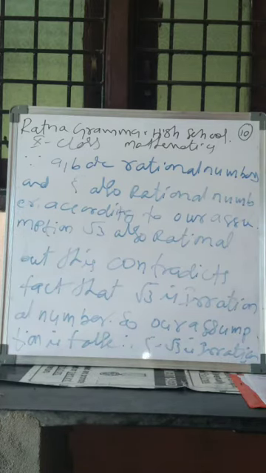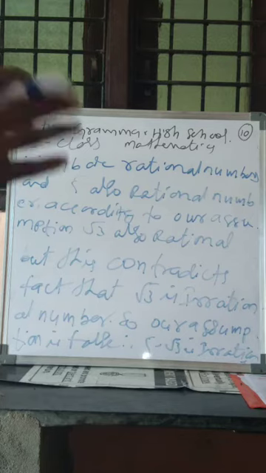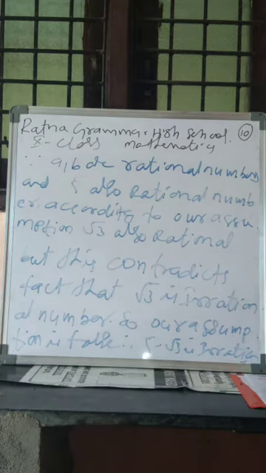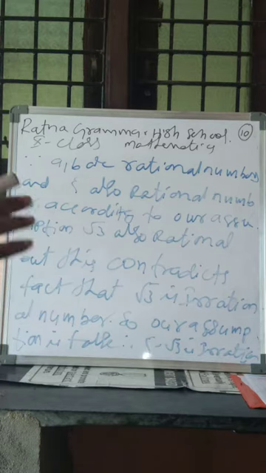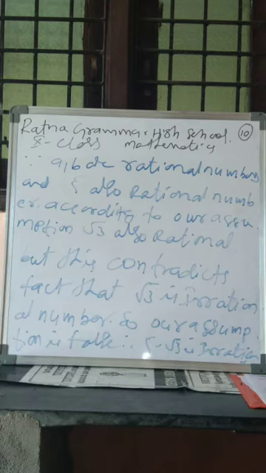What is the question and solution? 5 minus a by b is equal to root 3. Here a is a rational number, b is also rational, and 5 is also rational. So according to our assumption, we assumed 5 minus root 3 is a rational number. So root 3 would also be rational, but this is not correct. The fact is root 3 is an irrational number. So that's why 5 minus root 3 is irrational. This way we can show that 5 minus root 3 is an irrational number.